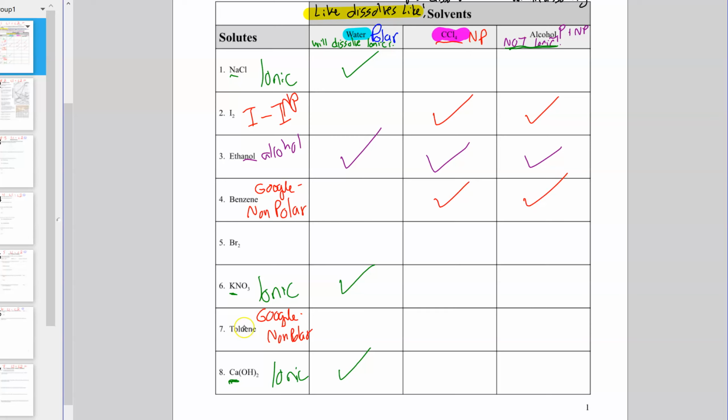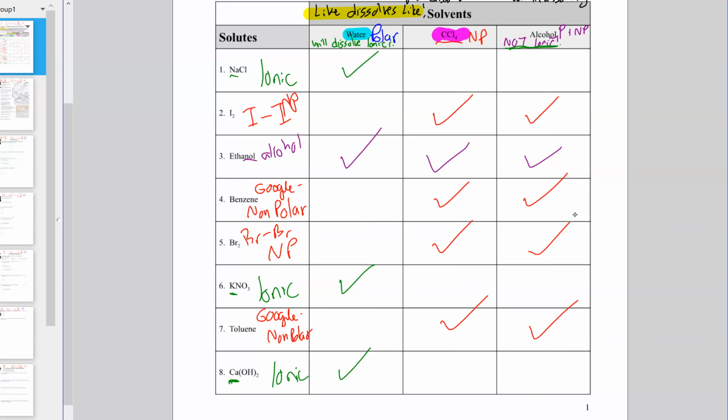Since we're talking about it, let's skip down to toluene. Nonpolar, won't go in water, but it will go in CCl4, and it will dissolve a little bit in alcohol. Okay, our Br2 is really similar to our I2. It has exactly a polarity value of 0, so it is perfectly nonpolar, won't dissolve in water, will dissolve in CCl4, and will kind of dissolve in alcohol probably because it dissolves both.